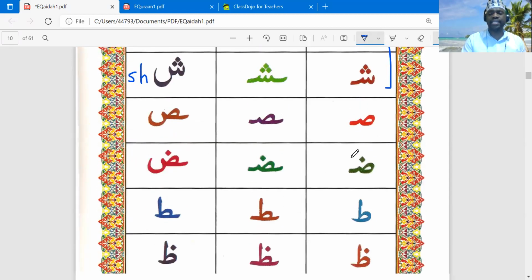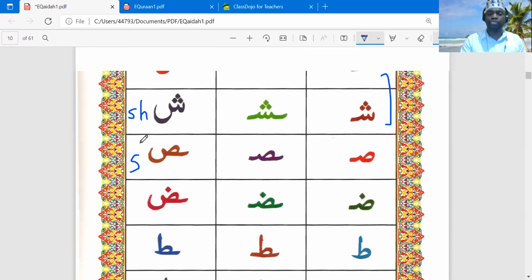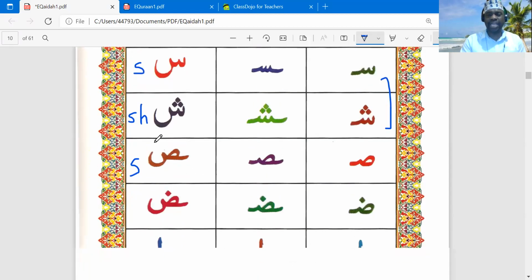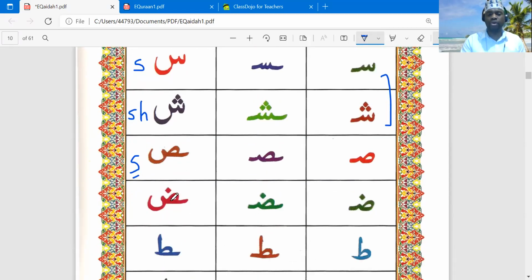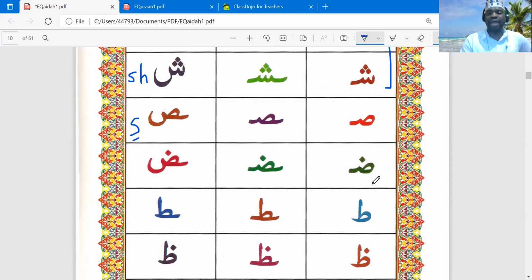The next letter is called sad. Sad. Our mouth is circled. Sad also sounds like a C. But in order to distinguish between sin and sad, we put one line or dot under the sad. After the letter sad, we have a dad.